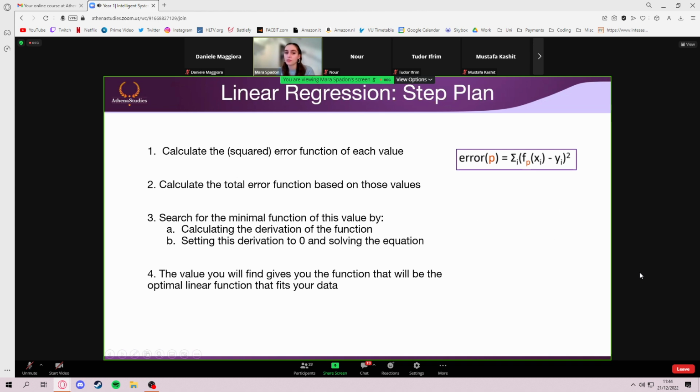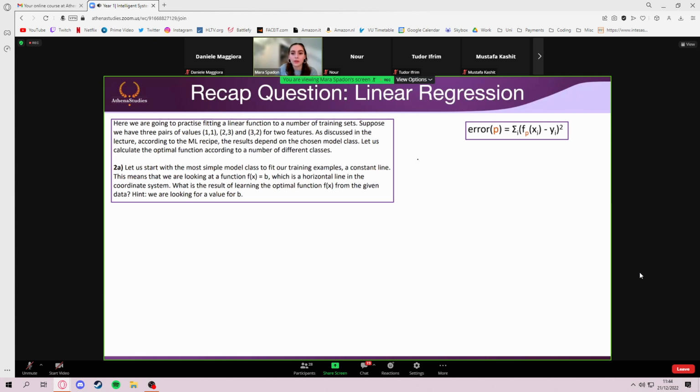Let's go through this question. The first step is to calculate the error function of each value. Remember the error function, it's here as well. And we have f(x) is b. If you know that f(x) is b, how do I rewrite my error formula?